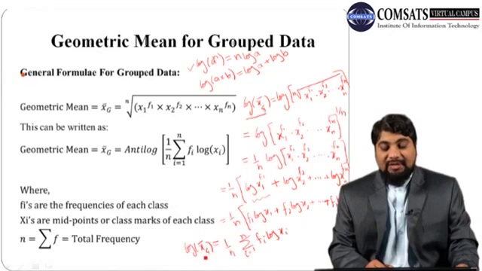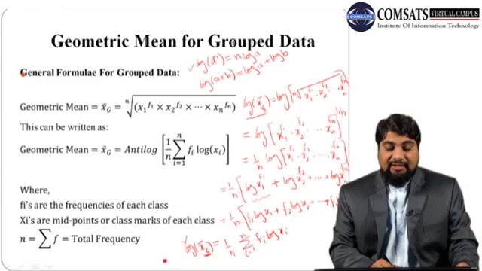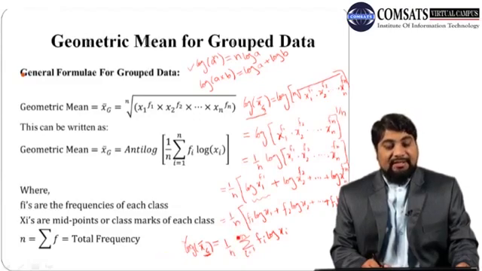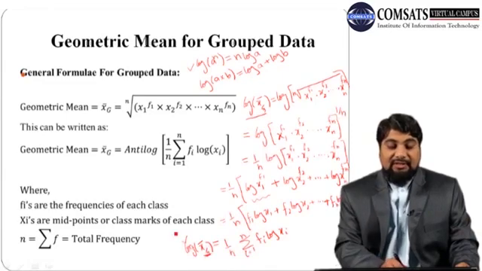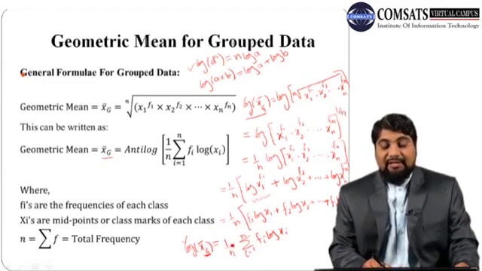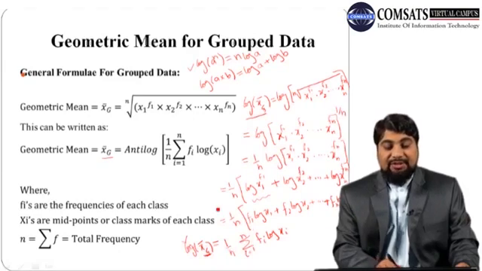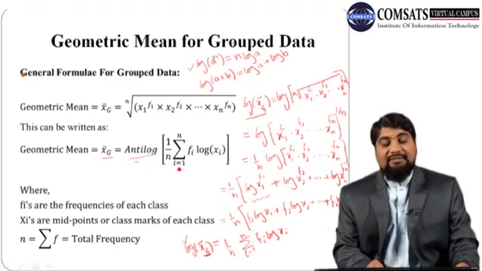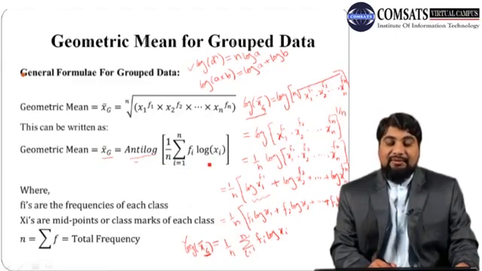In order to find this x bar g, we have to get rid of the logarithm on the left hand side. To get rid of this log, we can take anti-log on both sides. Taking anti-log on the left hand side, the anti-log and log will cancel, so we will be left with only x bar g, and on the right hand side taking anti-log of this full expression. So this is how this alternative formula is derived.